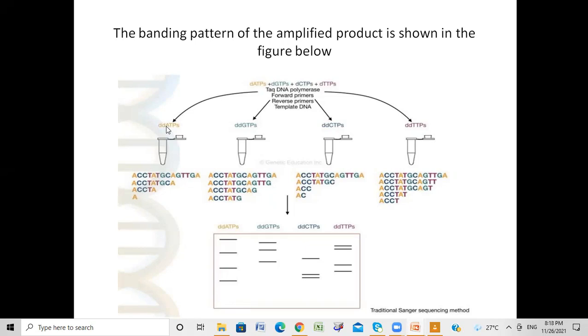Thymine, and this should be cytosine, and this should be guanine, and this should be adenine. So for this tube you are adding ddTTP, here you are adding ddCTP, here you are adding ddGTP, and here you are adding ddATP.